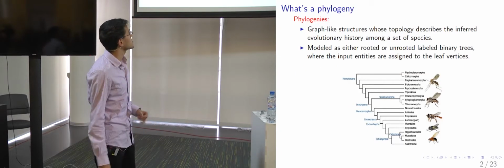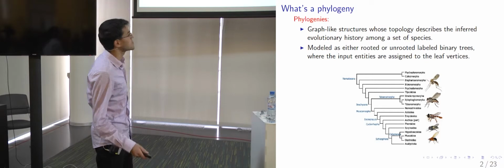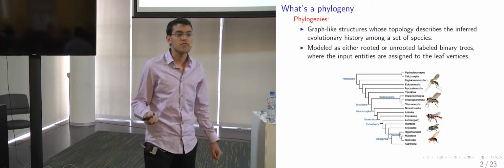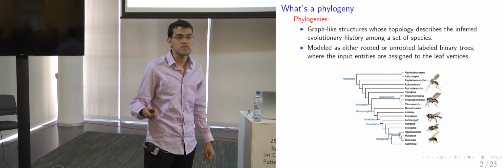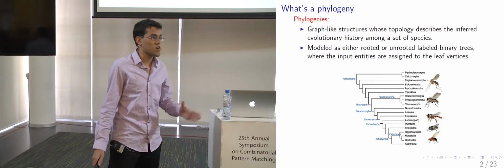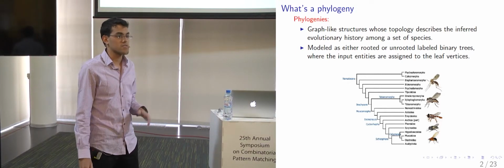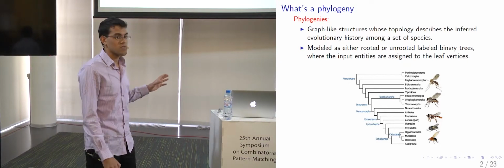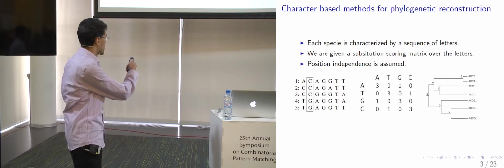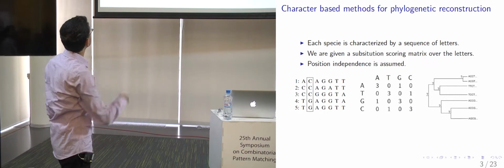So what's phylogeny? You've probably seen this before. Formally, it's a graph-like structure whose topology describes the inferred evolutionary history among a set of species. Phylogenies are modeled as either rooted or unrooted, labeled binary trees, and the input entities are assigned to the leaves. As you can see here, this is the input.